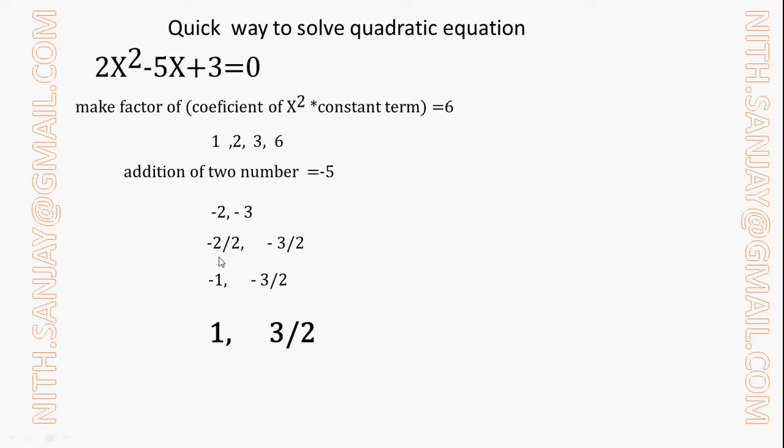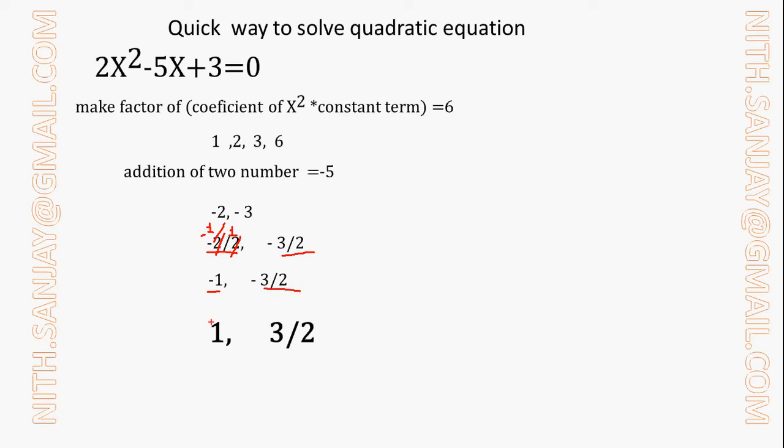I will get -2 by 2 and -3 by 2. Okay, is it clear? So I have got this and this. Then I will simplify this. This can be written as -1 upon 1, and this cannot be further simplified. So I have got this -1, because -1 upon 1 is -1, and -3 by 2.